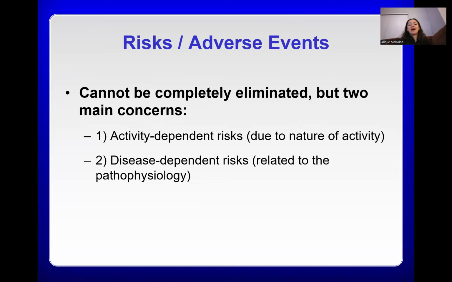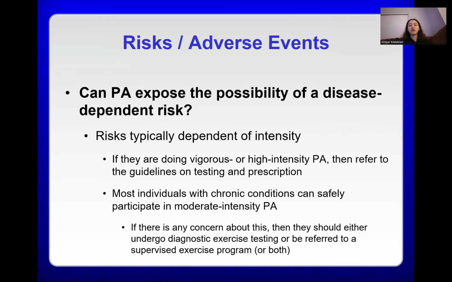So there's activity dependent risks. So any type of risk that's possible due to the nature of activity. And then the disease dependent risks. So things that are very specific to the condition, the pathophysiology. So the big question with this is, can physical activity expose the possibility of a disease dependent risk?